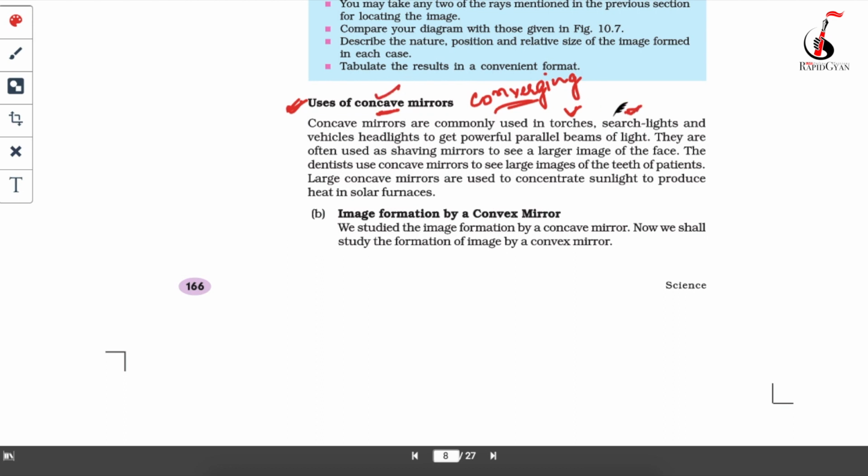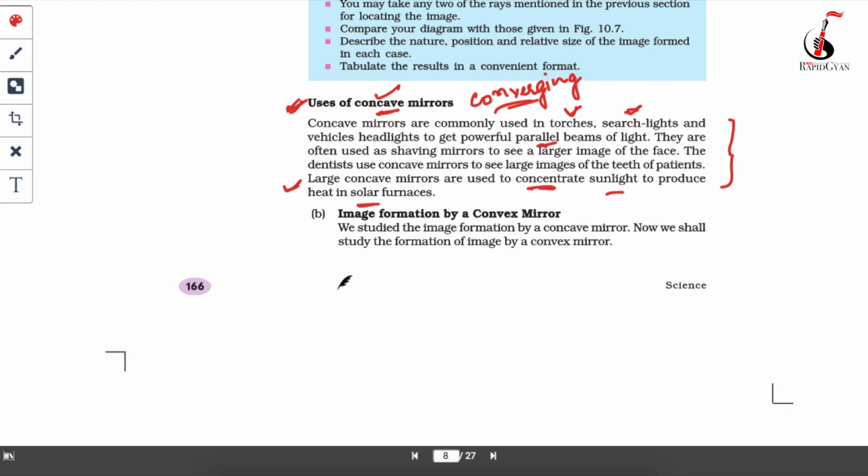And what are the uses? It's used in torches, searchlights, and vehicle headlights to give a powerful beam of light. So these are the cases where we use it. Also, large concave mirrors are used to concentrate sunlight to produce heat in a solar furnace.